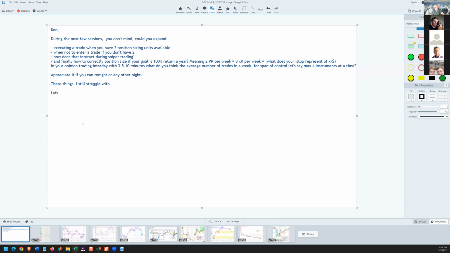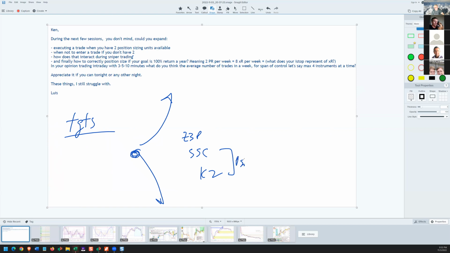How does this interact during sniper trading? Exactly the same way. The sniper simply finds targets that are more likely to make large moves out of a compound critical state than others. And then the patterns that the sniper is taking is simply like a Z3P or a supported spring crossing or a COTA 2. These 2 are like PSAR flips, and you've seen me do that endlessly.